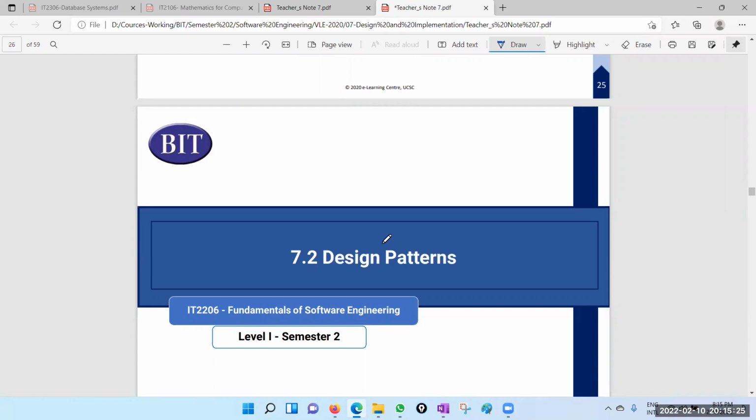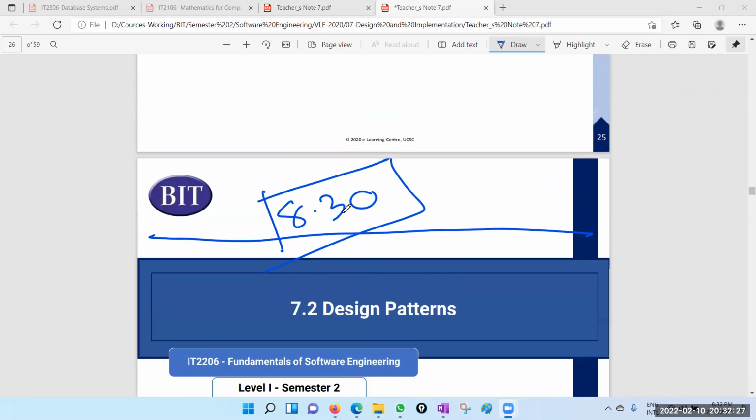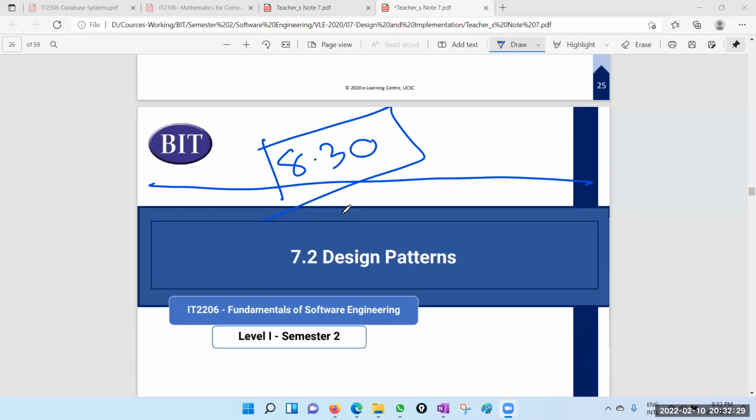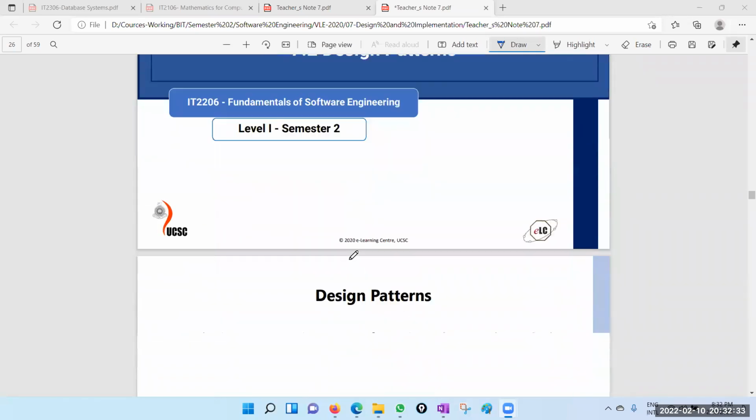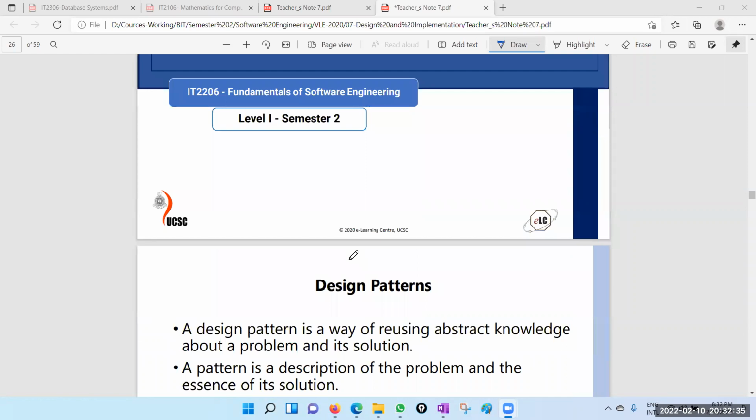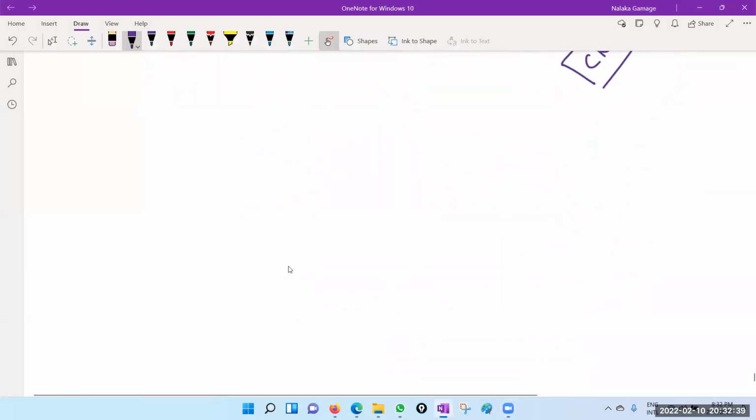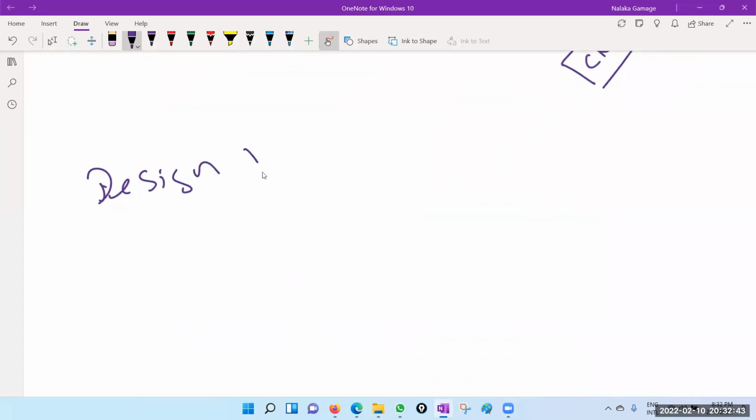Okay, so we'll take a break. After the break, we are going to continue with that part. Now we are moving to the advanced concepts, starting with design patterns. So what is a design pattern? This is how you understand a design pattern.